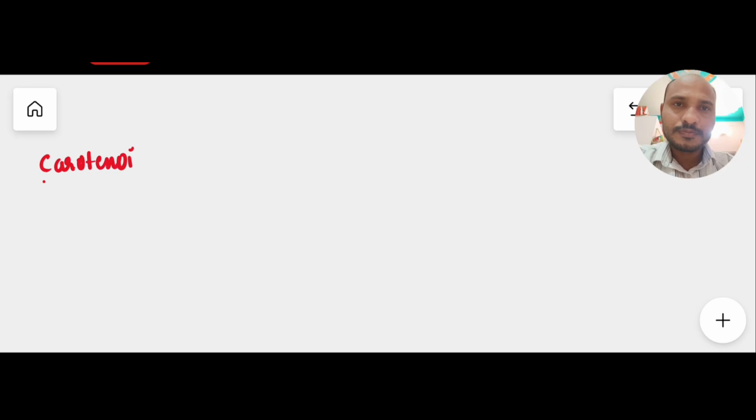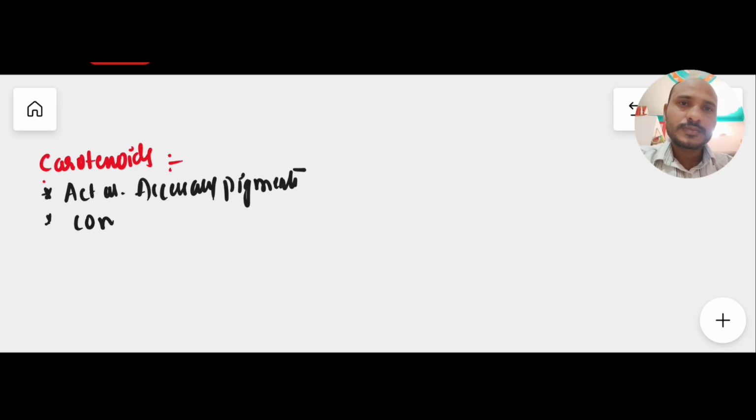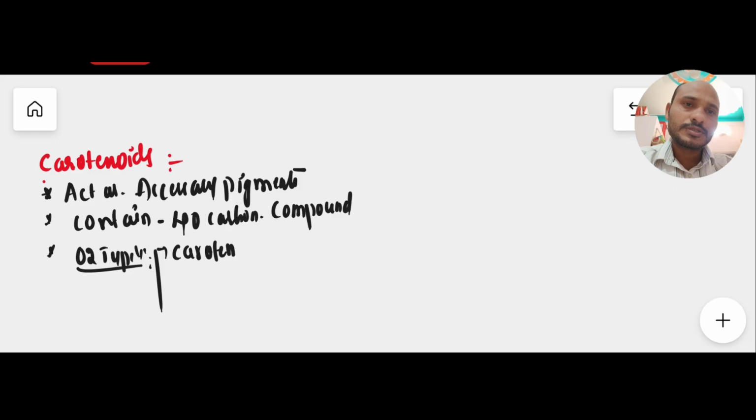Carotenoid pigments generally act as accessory pigments. These pigments also act as accessory pigments, and these pigments contain a 40 carbon compound. And carotenoids are generally of two types: the carotene pigment, and the second one is xanthophyll pigments.